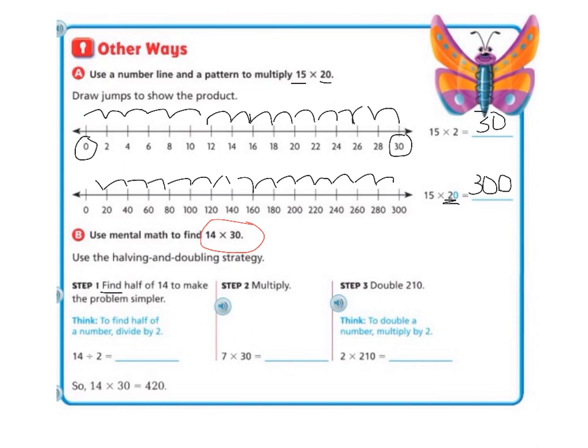So one way I can make this easier is to use some mental math. I can find half of 14. Half of 14 is 7. So then I multiply 7 by 30, and I can do that by multiplying 7 by 3. 7 times 3 is 21, and then add my 0 back on. And then since I took half of it, now I need to double it. So I do 210 times 2, which is 420. So I can easily figure out that 14 times 30 is 420.